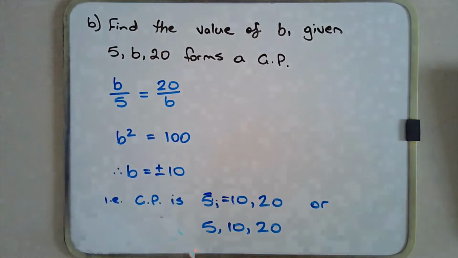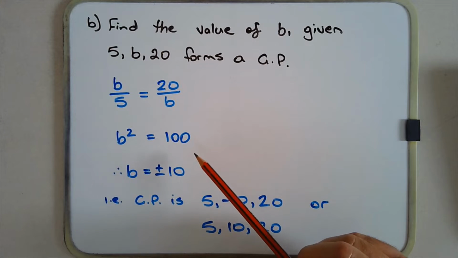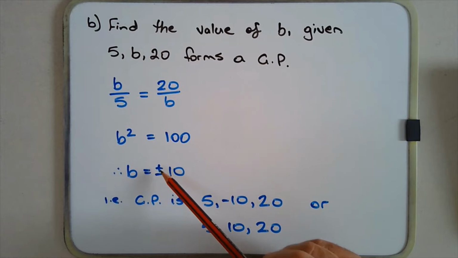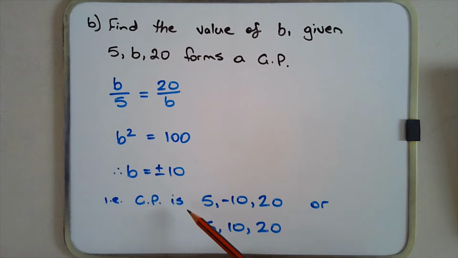With cross multiplication, we get b squared is equal to 100. We take the square root of both sides. We get b is equal to plus or minus 10. So there's two values for b. So there's two GPs. So one case is b is negative 10, we have 5, negative 10, 20. Or if b is positive 10, 5, 10, and 20.